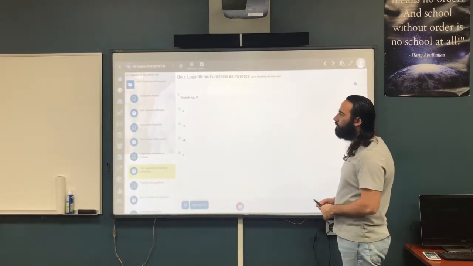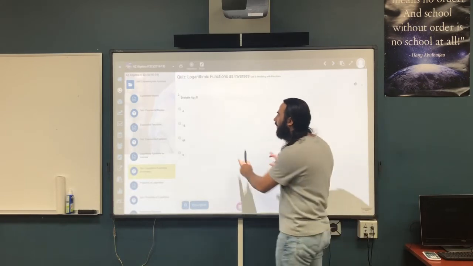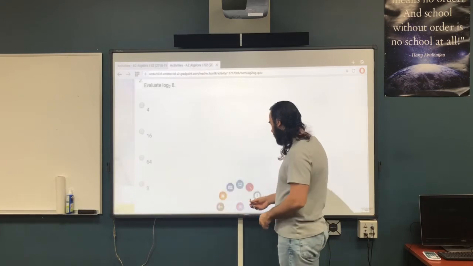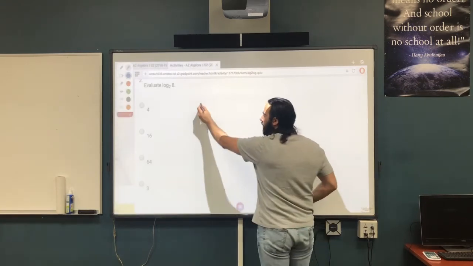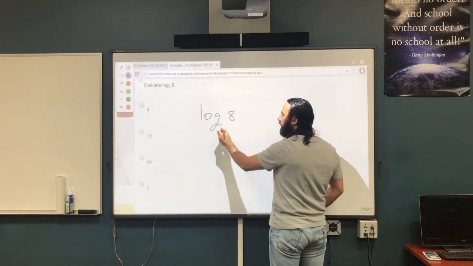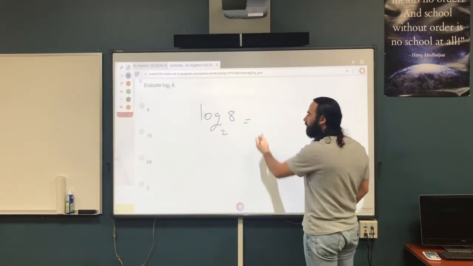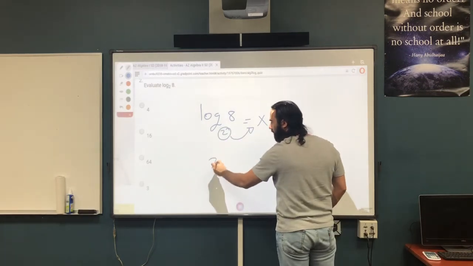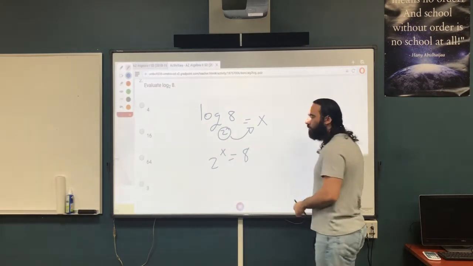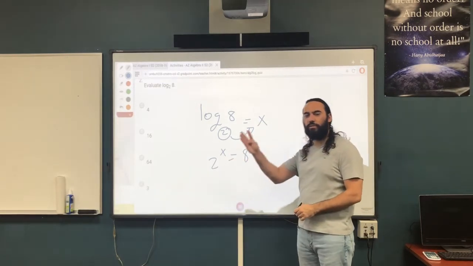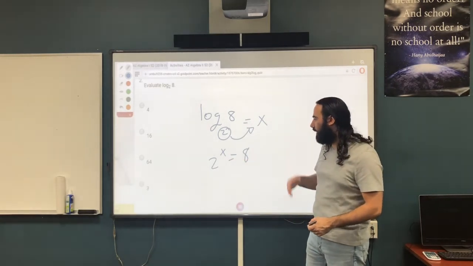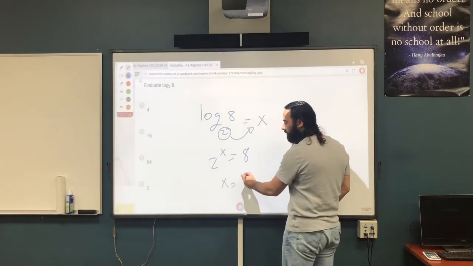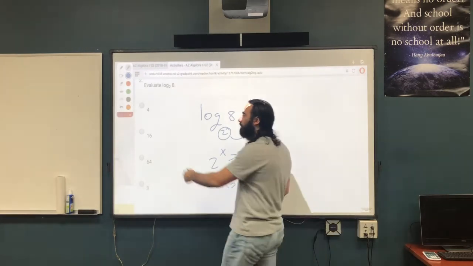Now let's go to the second question. The same thing, guys. I'll do one more. We have log 8 with the base 2, equals x. And 2 to the power of x equals 8. So 2 to the power of how much gives you 8? 2 times 2 is 4, times 2 is 8, 3 times. So x equals 3. That's the answer.